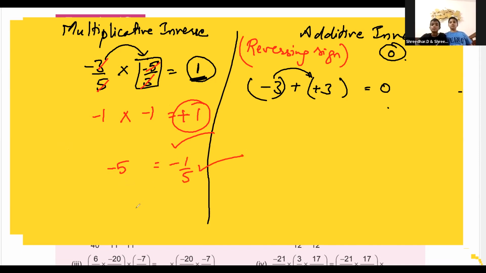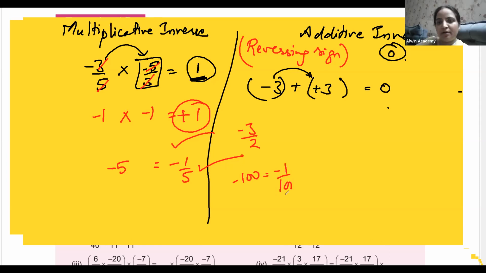-1/5. Very good. Okay. Sridhar, what is the multiplicative inverse of -3/2? Ma'am, -2/3. Very good. Shrikant, next is yours. What is the multiplicative inverse of -100? Ma'am, -1/100. Very good.